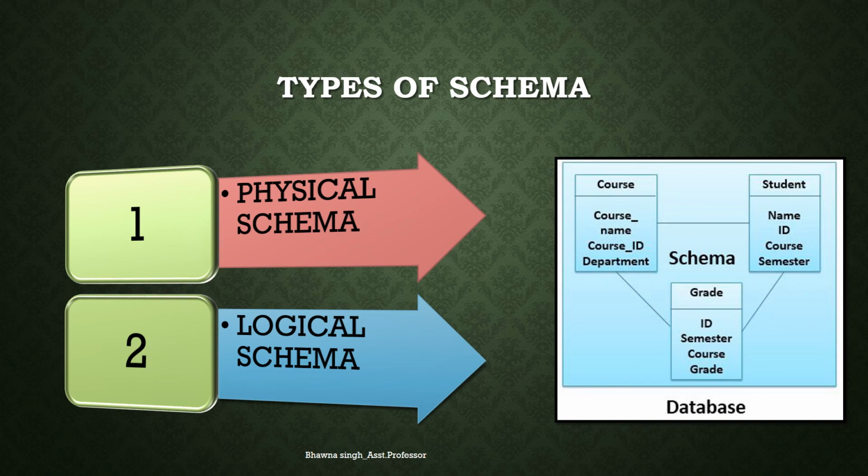And then the second one is the logical database schema. It defines all the tables, all the constraints, all the views, all the field names, all the columns. All these things are defined by the logical schema, and it also defines all the logical constraints that we need to apply to the data that is stored inside the database. And as you can see in this diagram also, we have a schema that shows the relationship between three tables, that is the course, student, and grade.